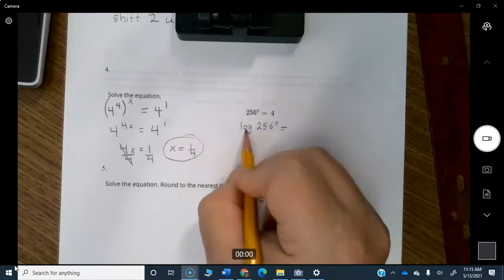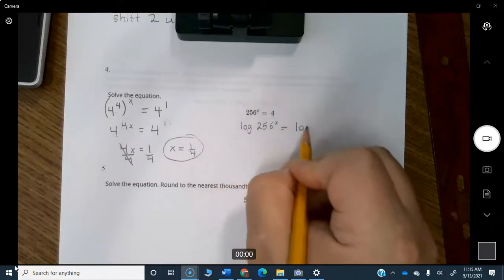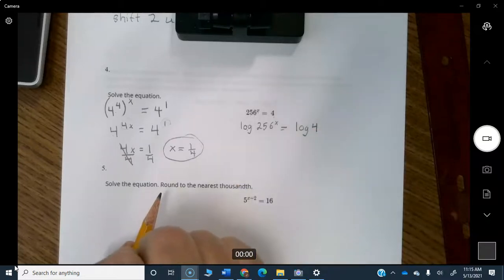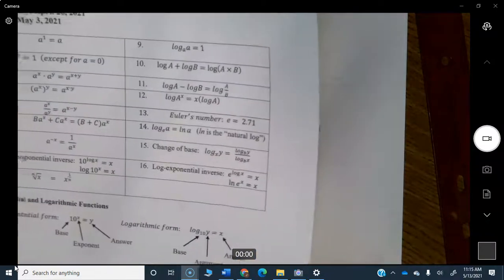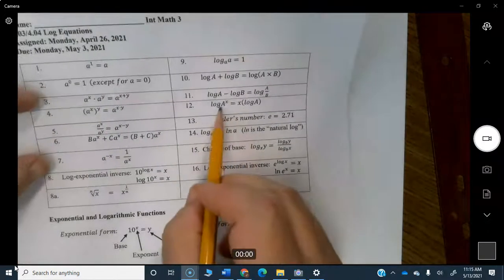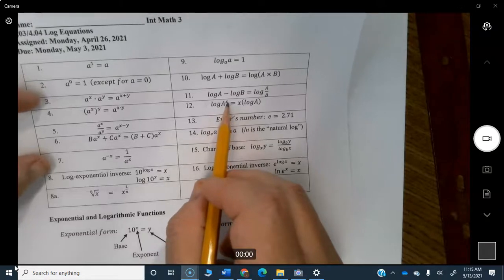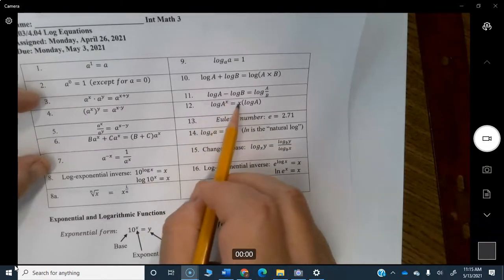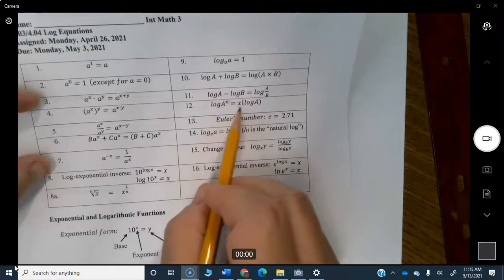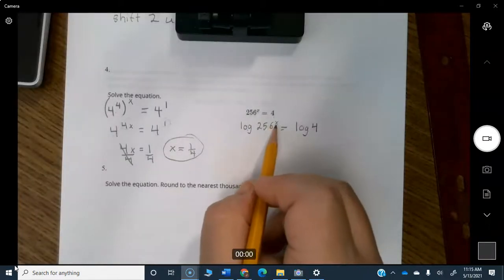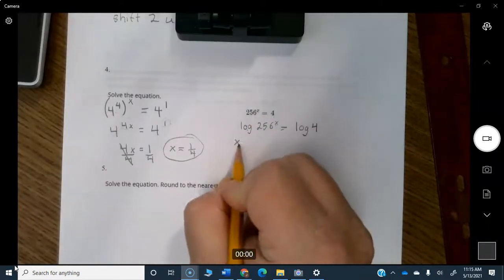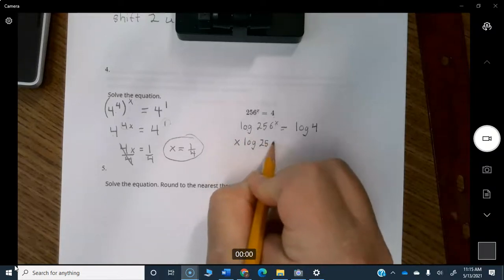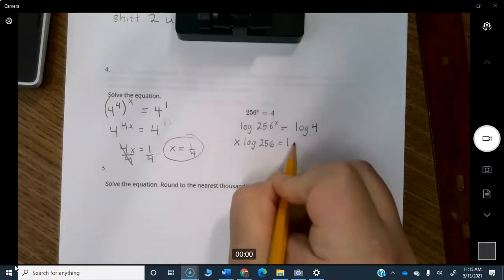And anything you do to one side, you do to the other. Log of 4. Okay? Now, rule number 12 tells us that if you have log of a base raised to a power, you can take that exponent and bring it out front. So like right there, just take that and bring it out into the front like that. So what that means is this x can come out here and become x log 256 equals log 4.